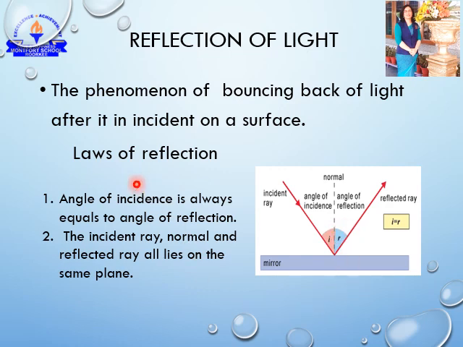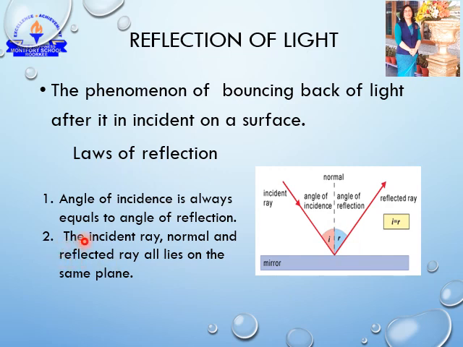We are going to study about the laws of reflection. So the first law of reflection is that the angle of incidence is always equal to the angle of reflection. So here you can see this is the angle of incidence and this one is the angle of reflection. So the first law states that the angle of incidence is equal to the angle of reflection.